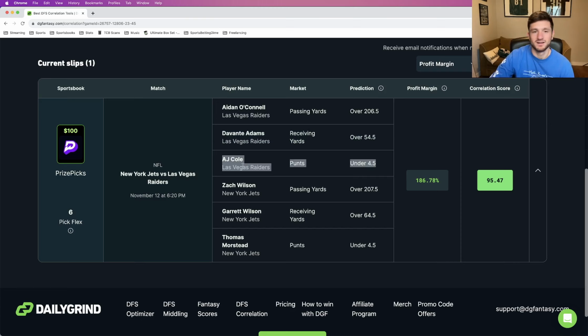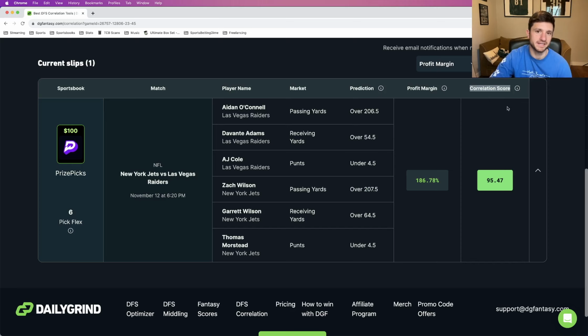Now, I know, all the sarcasm aside, Jets Raiders is not going to be a fun game, but all we're doing is relying on math for this slip. 206.5, 207.5, not a ton of passing yards. I know the Jets have broken punt records over the past couple weeks, but the Raiders defense is not that great. And it doesn't matter the matchup, it just matters the math. And all of these plays individually are positive expected value, and they all have a positive correlation together.